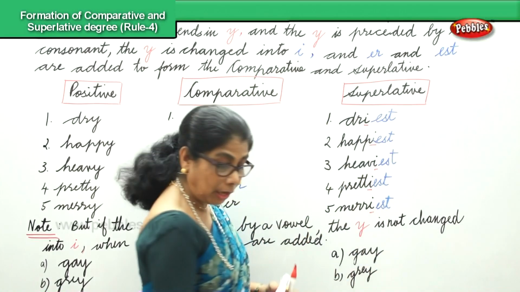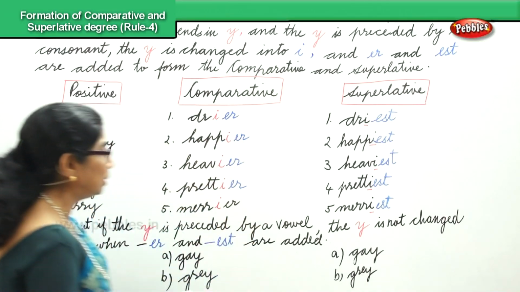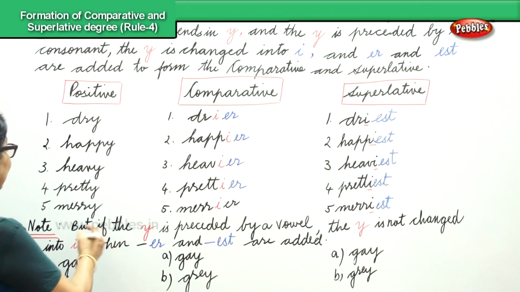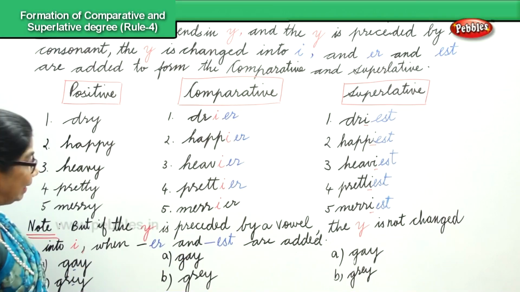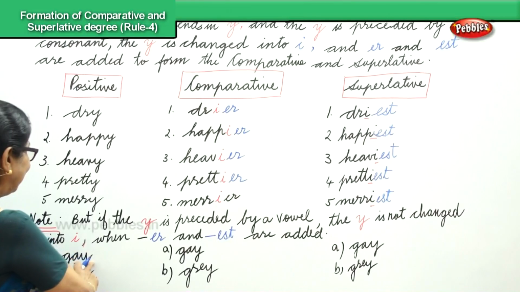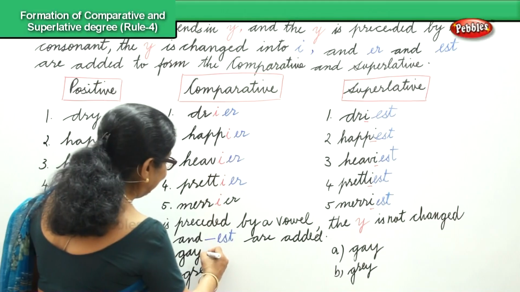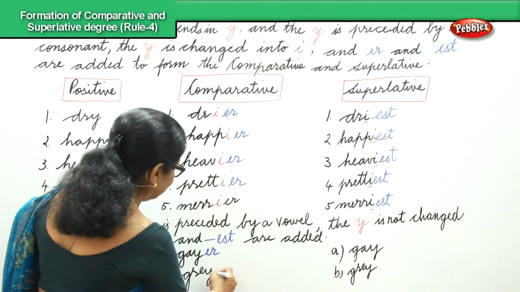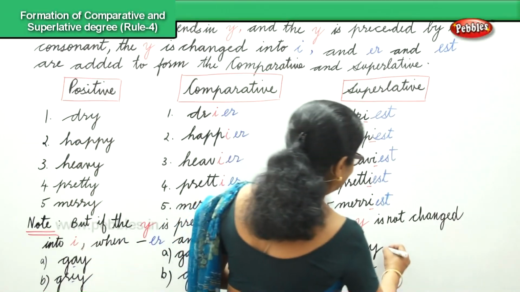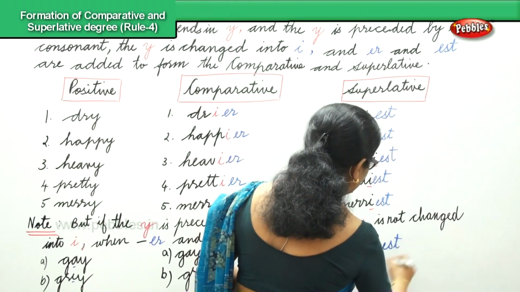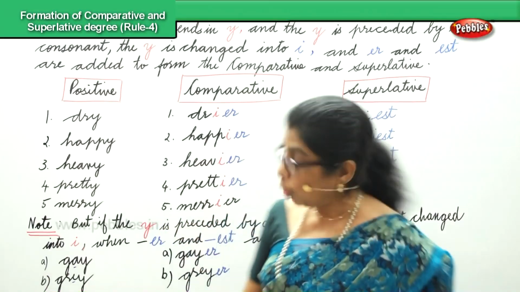Let's see how we change it. Now, we said we are not making any change. The Y is preceded by a vowel, A here, and E here. Then what happens? The Y doesn't change, but you add ER and EST. So you will say gayer, grayer. No change is made. And then gayest, greyest. That's all. This is the exception to the rule we learned here.